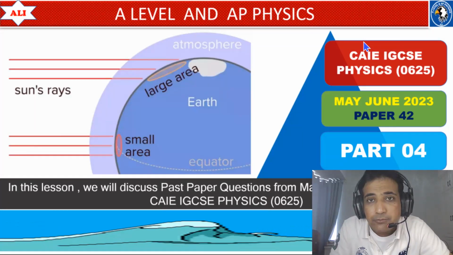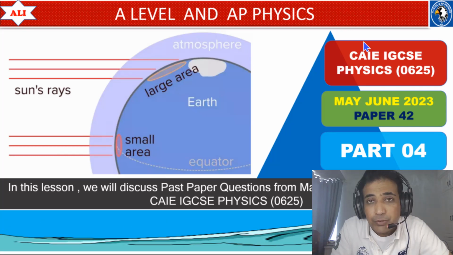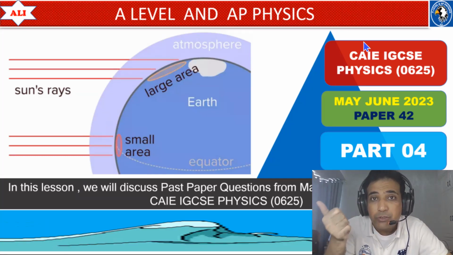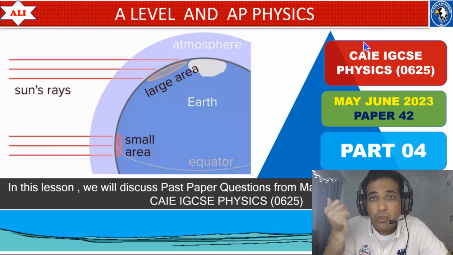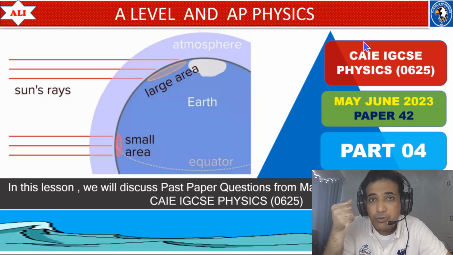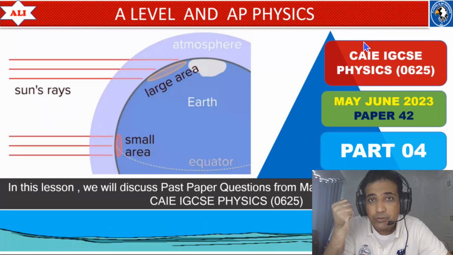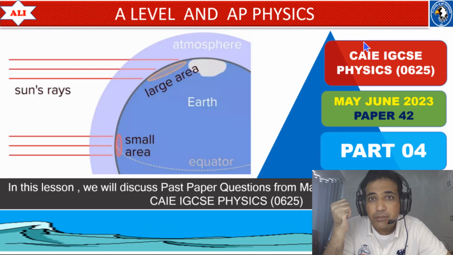In today's lesson, we will discuss past paper questions from May June 2023, paper 4, variant 2. We will talk about radioactivity, space, and universe. As always, we will discuss these questions in detail so you can improve your conceptual understanding of these topics and also have a better understanding of these questions. Let's study together, let's improve together.